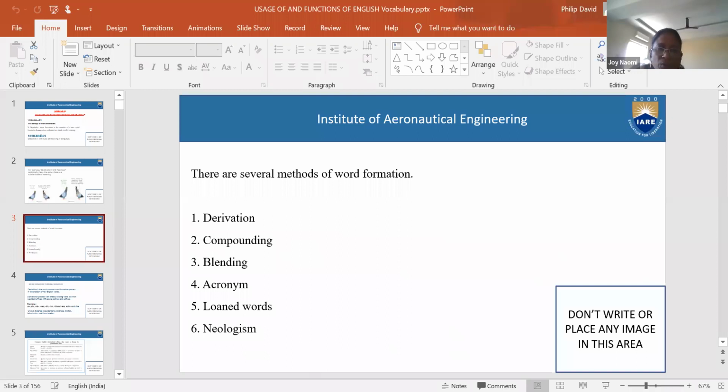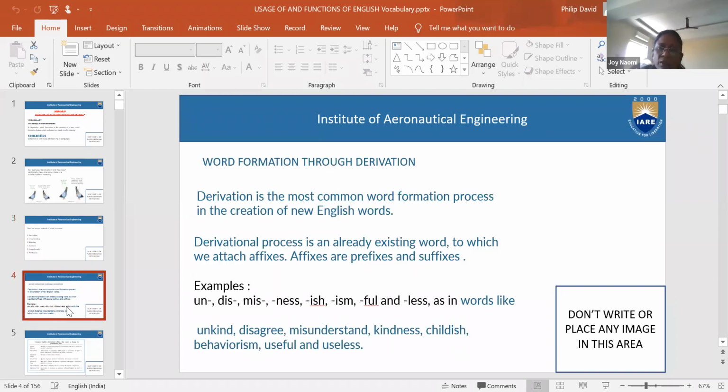Good. So there are different ways, but here, six ways of word formation. Let us see one by one. First is derivation. Please continue reading. Word formation through derivation. Derivation is the most common word formation process in the creation of new English words.